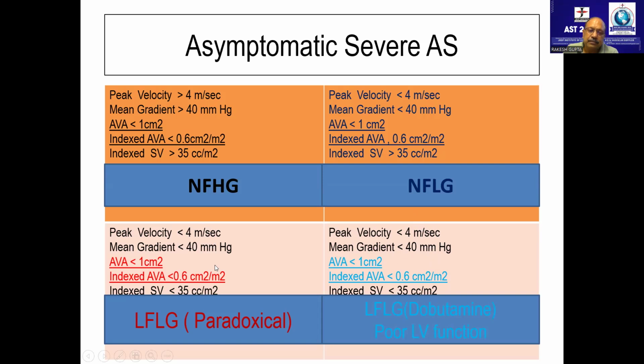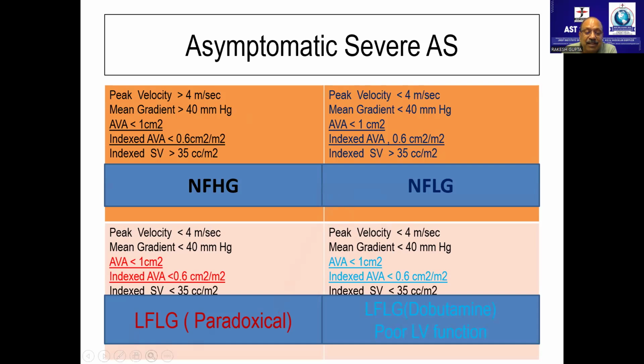So what is paradoxical here, sir? Paradoxical means gradients are low, but aortic valve area is less than 1. Paradox means severe aortic stenosis is present, but the gradients are not there. And this is really fooling, because you do not know whether this patient has got a severe aortic stenosis or not.